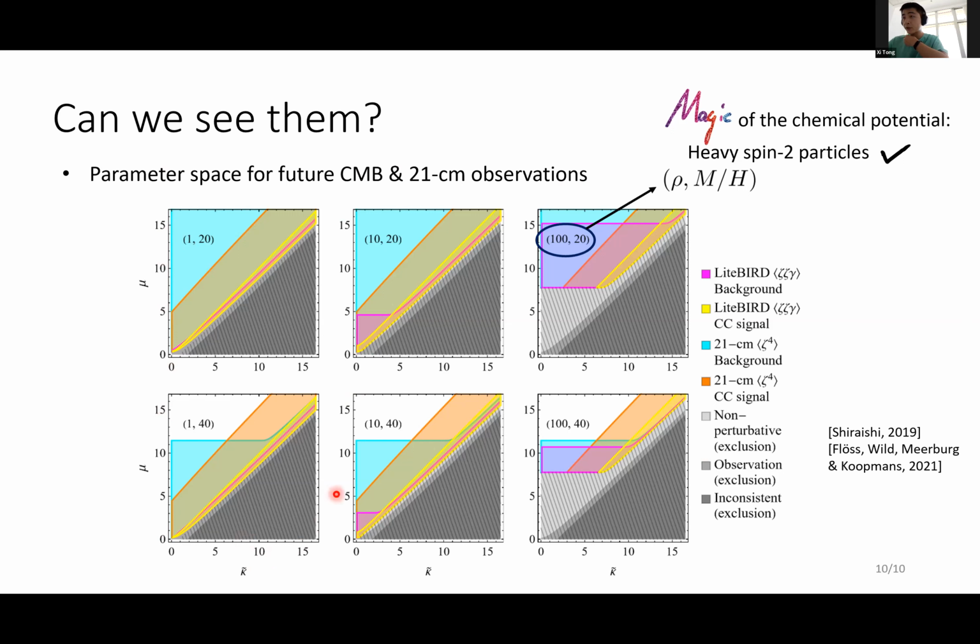The gray regions are excluded, and the colored regions can be probed via LiteBIRD as well as futuristic 21 centimeter observations. As you can see, even if we choose a mass as large as 15 units of Hubble, we can still observe some signal for a non-zero kappa. This is the magic of the chemical potential. We can see them even if the spin-2 particles are very heavy.